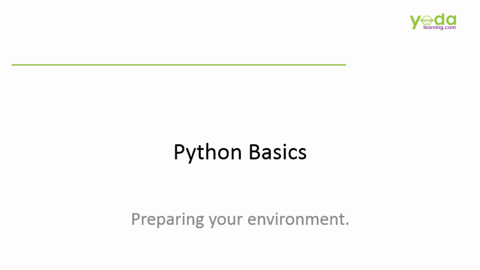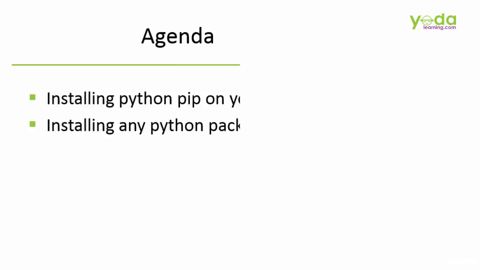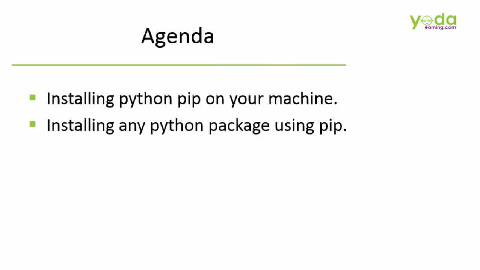In the previous tutorial, as we know, we learned about installing Python on our specific operating systems. In this tutorial, we are going to learn about preparing your environment for specific functions and utilities in Python. So basically, we have two important agendas in this tutorial. First of all, installing Python pip on your machine and installing any Python package using pip.